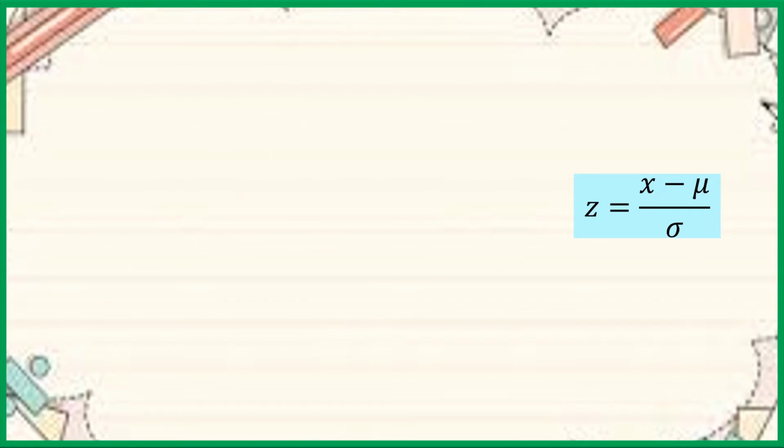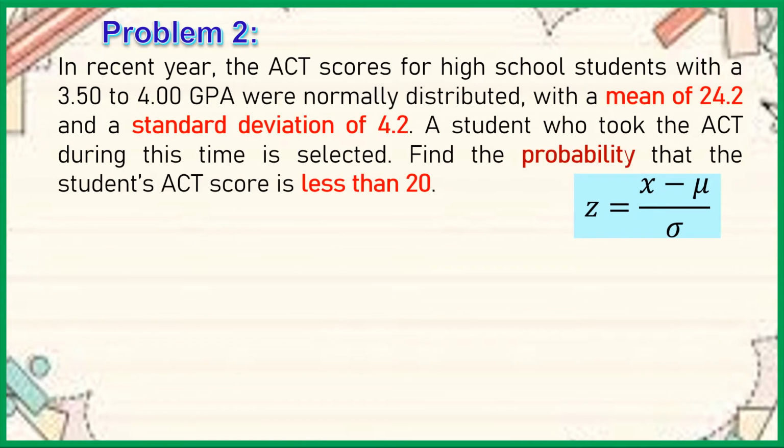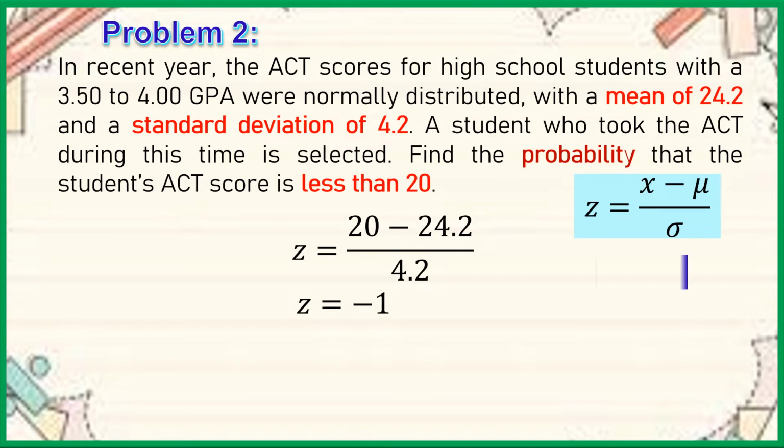So let us have problem number 2. In a recent year, the ACT scores for high school students with a 3.50 to 4 GPA were normally distributed with a mean of 24.2 and a standard deviation of 4.2. A student who took the ACT during this time is selected. Find the probability that the student's ACT score is less than 20. Using the formula z equals x minus mu over sigma, we have 20 minus 24.2 over 4.2, giving z equal to negative 1.